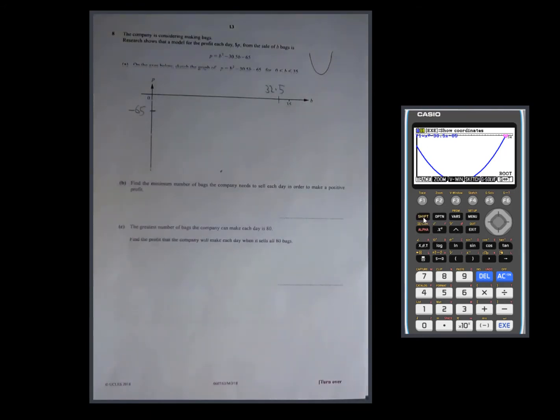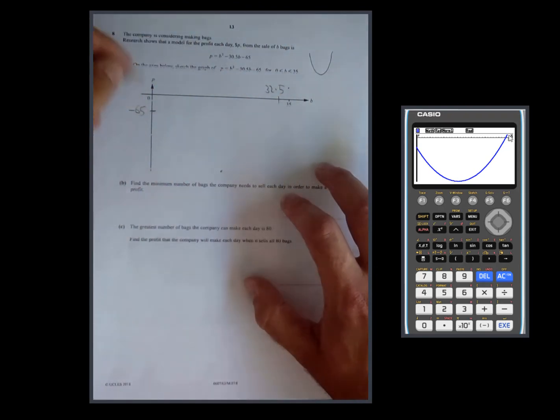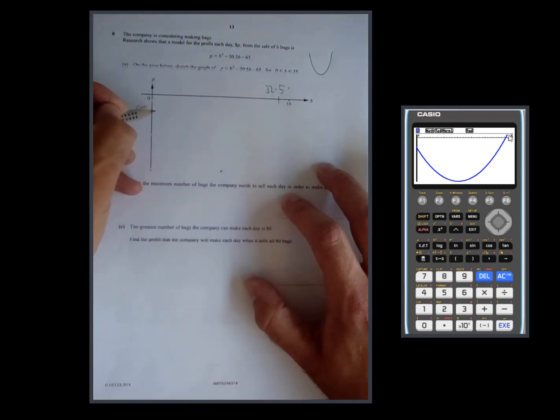So if I just shift my view window so I can see a bit more in the positive, maybe if I go up to say 20, I might just be able to see the end of this. Yeah, so I can see it just goes up to here. So I'm going to come up to somewhere like that. Okay, so now I'm ready to draw this.